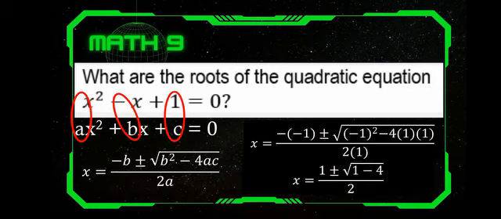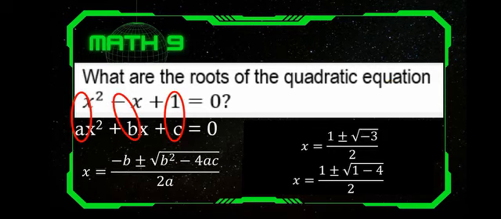Negative 4 times 1 times 1 is negative 4. 1 minus 4 is negative 3. And the square root of negative 3 is imaginary. We will take the imaginary part of the square root of negative 3. That is the square root of negative 1, or simply i. Therefore, the roots are 1 plus or minus i square root of 3, all over 2.